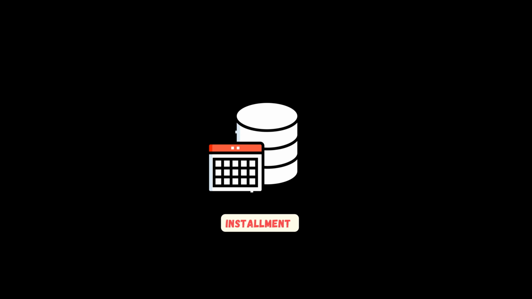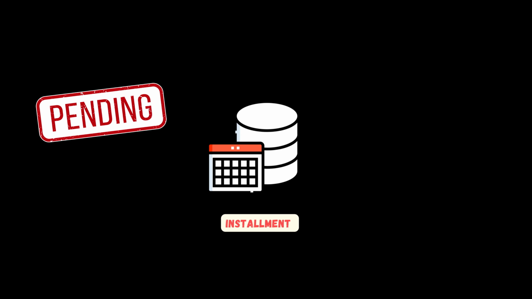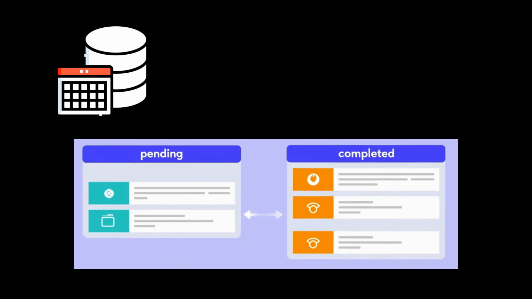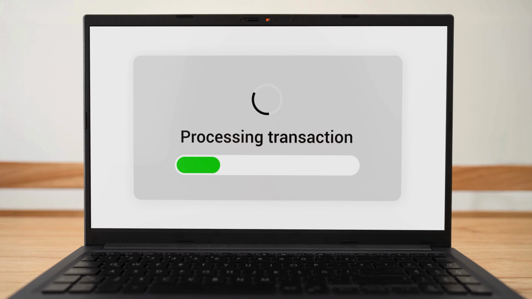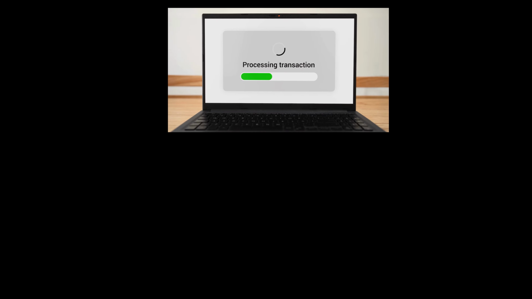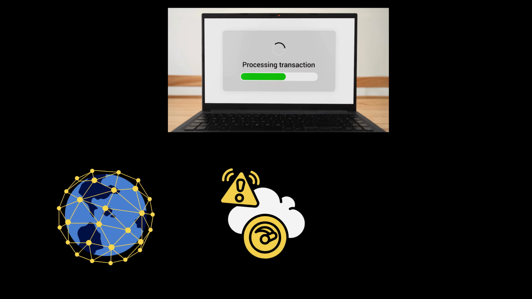The installment table had only two states, pending and completed. That means the record remained pending while the payment was processing. And payment processing isn't always fast. Sometimes it takes network calls, gateway latency, retries. Occasionally, the worker would take more than 1 minute to finish.